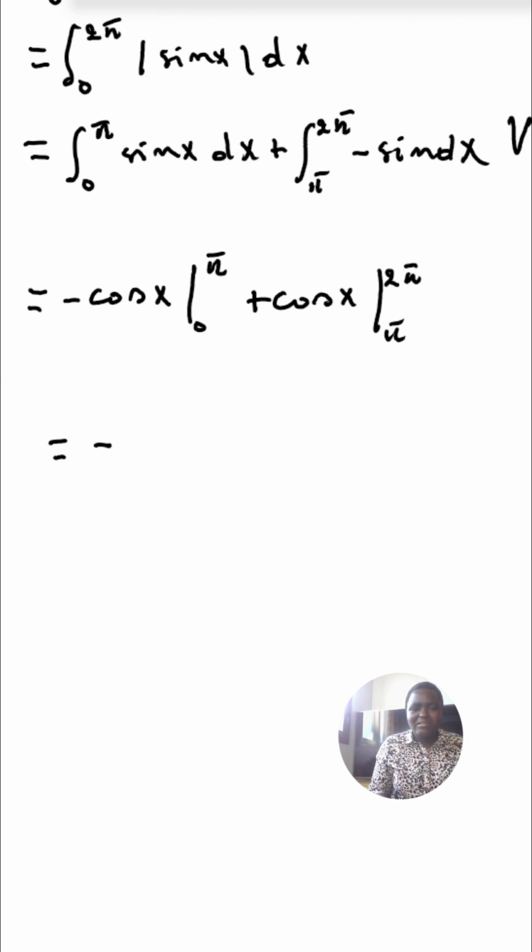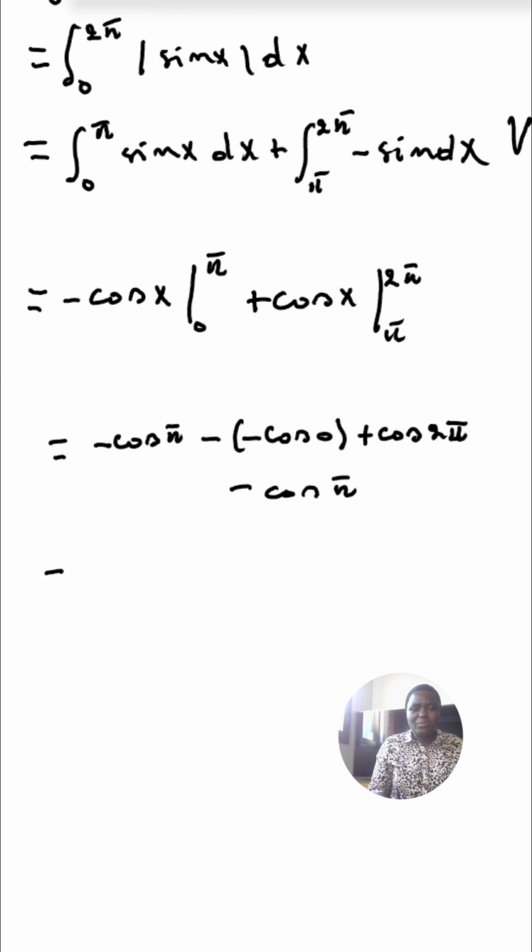This is minus cosine of pi minus cosine of 0 and plus cosine of 2 pi and minus cosine of pi. So this will be equal to what? Cosine of pi is equal to minus 1. Then minus times minus 1, and minus times minus, this is plus.